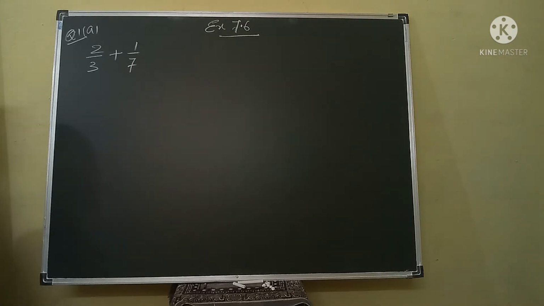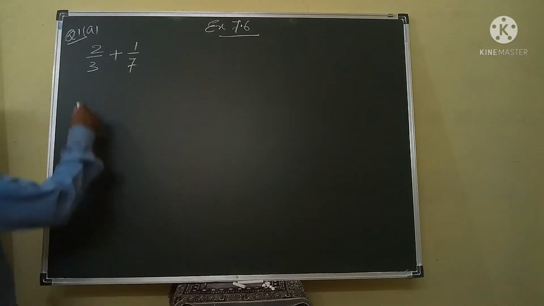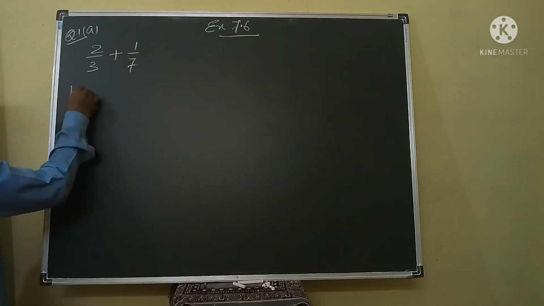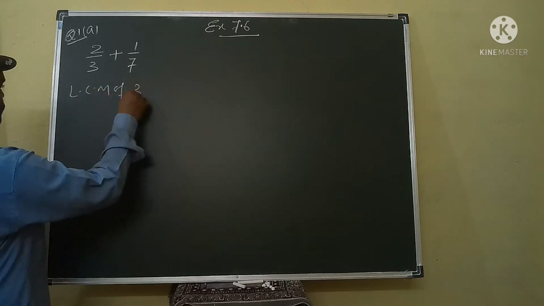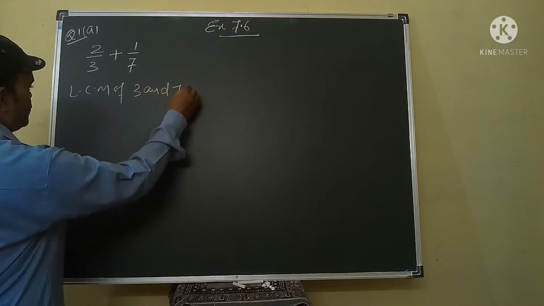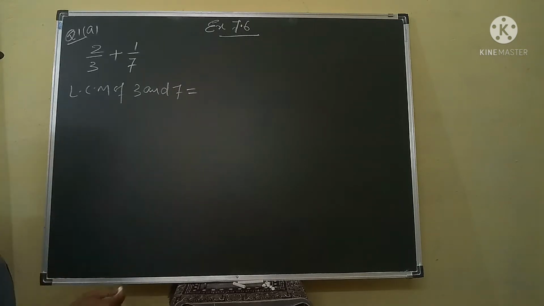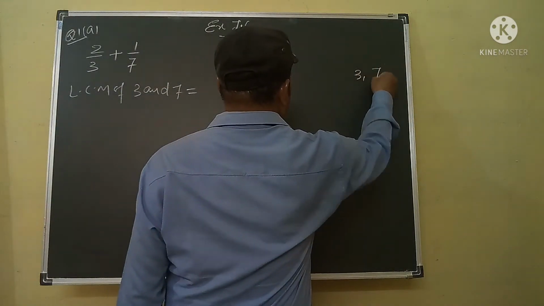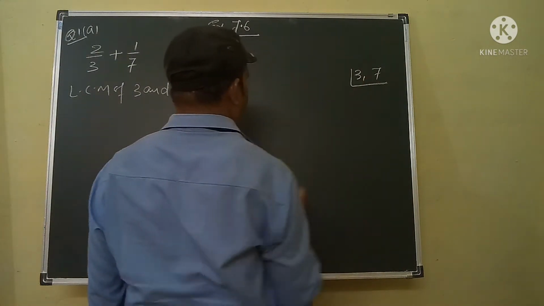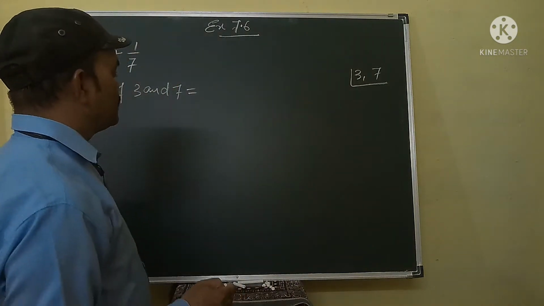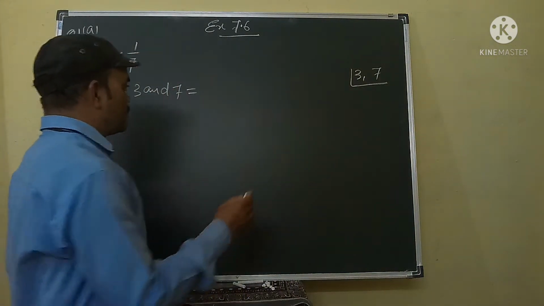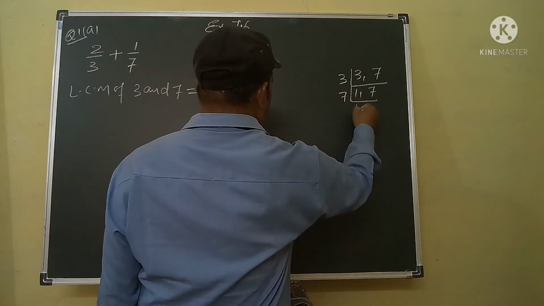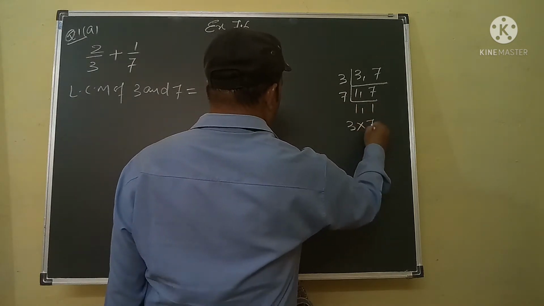But what is the procedure? First we will take out the LCM of 3 and 7. As you are looking, this is 3 and this is 7. 3 and 7 are prime numbers, so both numbers are divided by themselves. 3 ones are 3, and 7 ones are 7. So what will you get?